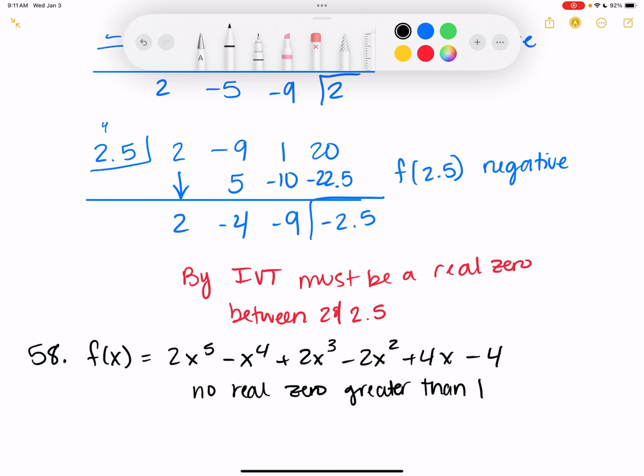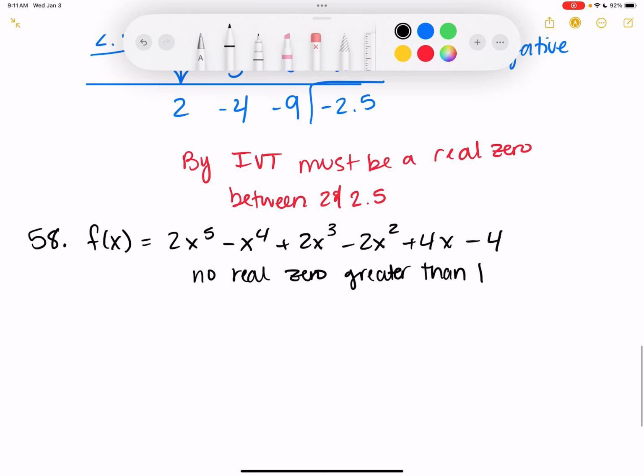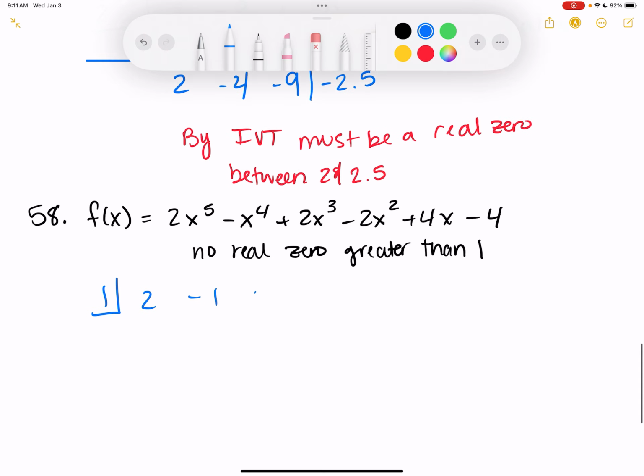So that means, based on what our boundedness theorem said, no real zero greater than 1. So that's part A of our boundedness theorem. That means that the entire bottom row should be non-negative when we're done. So I'm going to plug in 1. No missing terms, so I just copy down the numbers: 2, negative 1, 2, negative 2, 4, negative 4. I want all non-negative numbers, so that's what I need to be able to prove this.